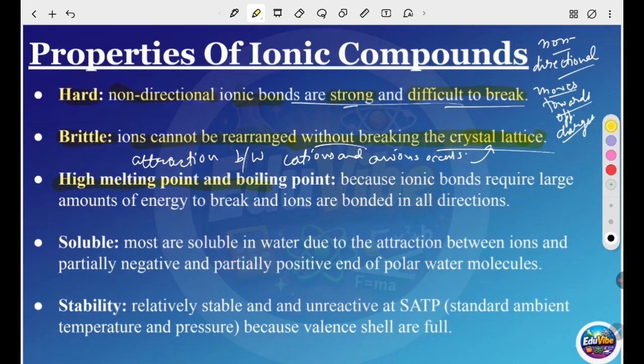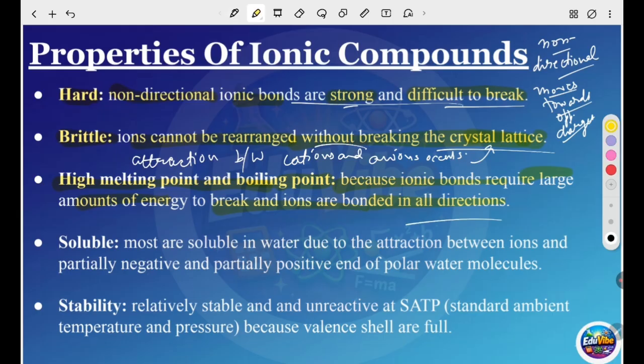The next one is a high melting and boiling point. This is again a strong property of ionic bonds, because they require a large amount of energy to break, as the ions are bonded in all directions. So that's why they have a high melting and boiling point. This property corresponds to all the others: if they have a strong bond and need a large amount of energy, it is very difficult to break them. This has to be known.